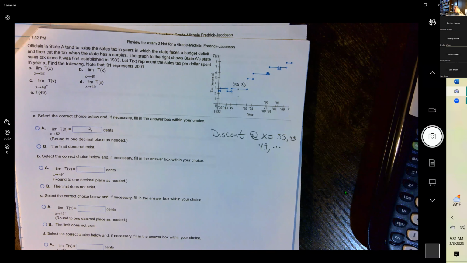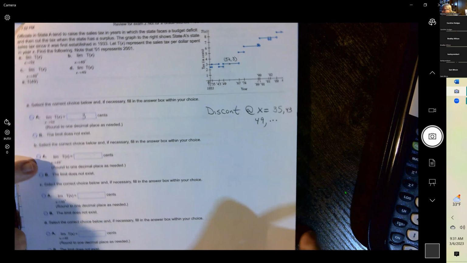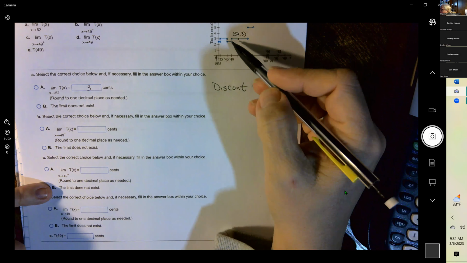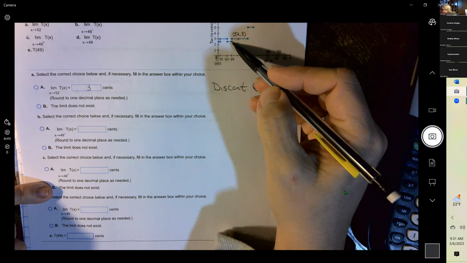As long as it's not an x value where there's a break in the line, it will be whatever the y value would be at that point. But the other one at 49, there's a break. It's this one here.